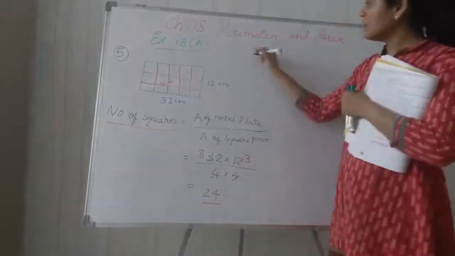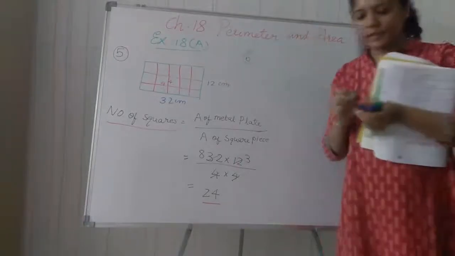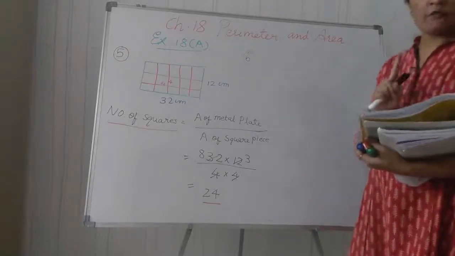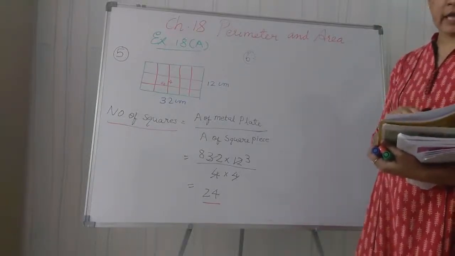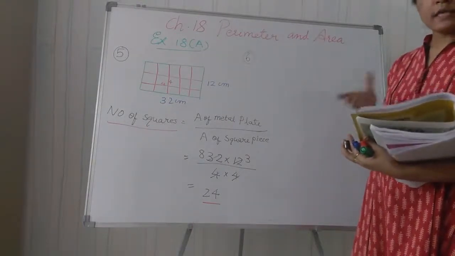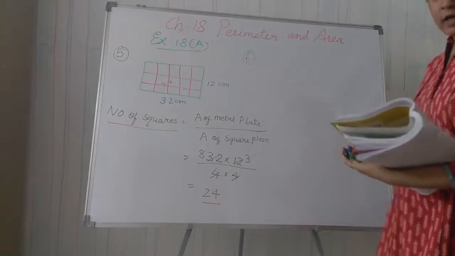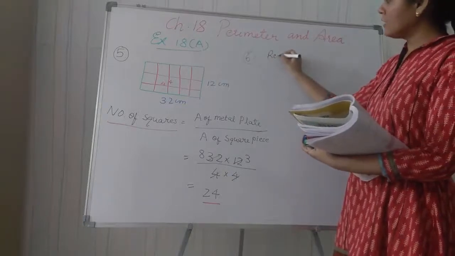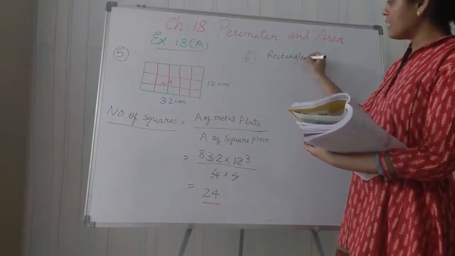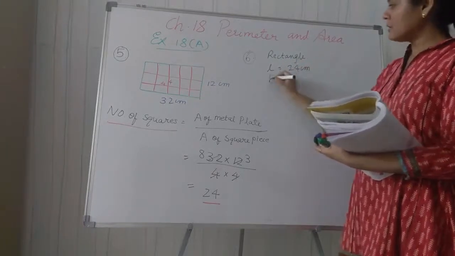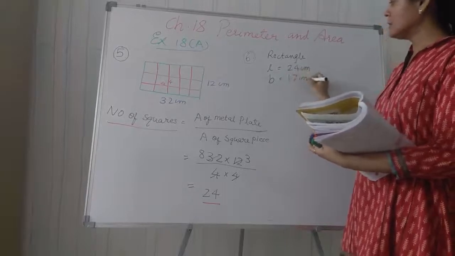Now continue with the next question, question number 6. Now students, reading question number 6, you pay attention here. In this question, which of the following has a larger area and by how much? The question is like this. So, we have to find which area will be bigger. And the first shape given is a rectangle, whose length is given here as 24 centimeter and breadth is given as 17 centimeter.